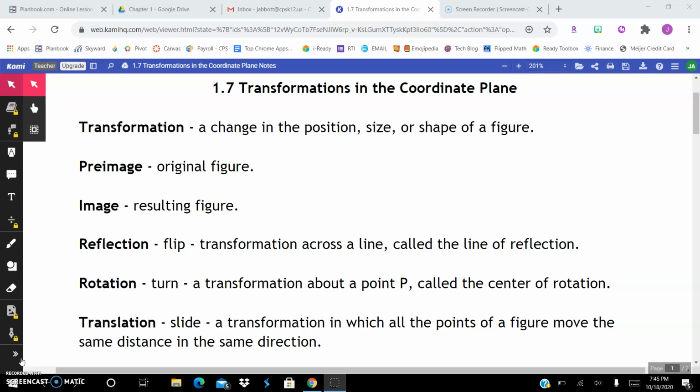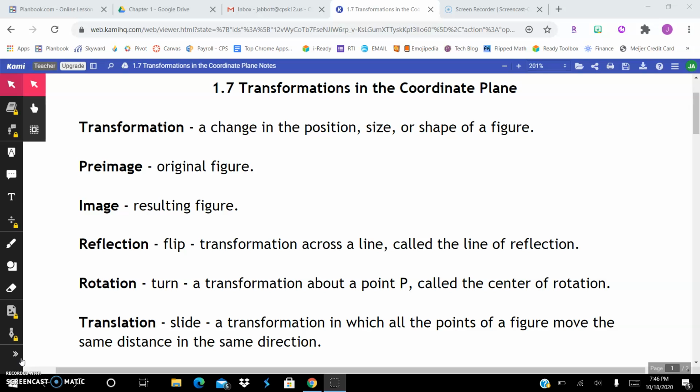The pre-image is your original figure that you're given to start with, and the image is the new figure after you've transformed it. A reflection is a type of transformation that flips the figure across a line, and that line is called the line of reflection. And then we have rotation, which is another transformation, and a rotation is just like a turn or a spin about a point, and for generic point P, that point is called the center of rotation that it spins around.